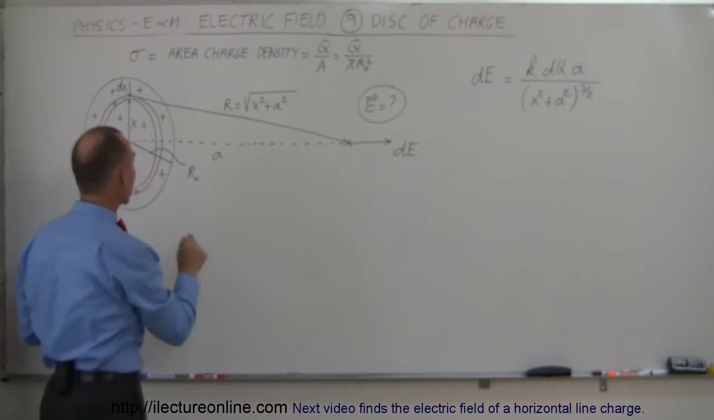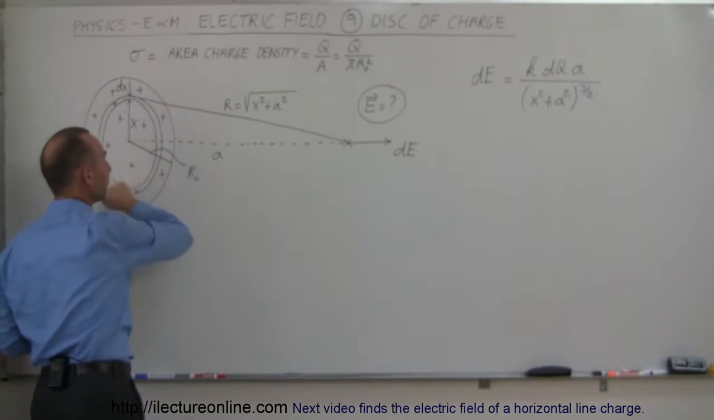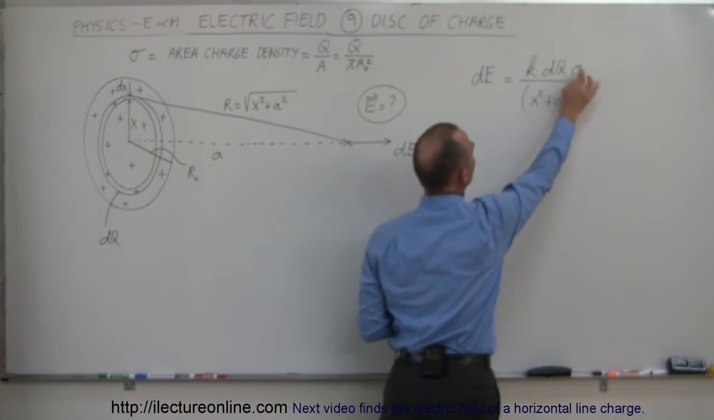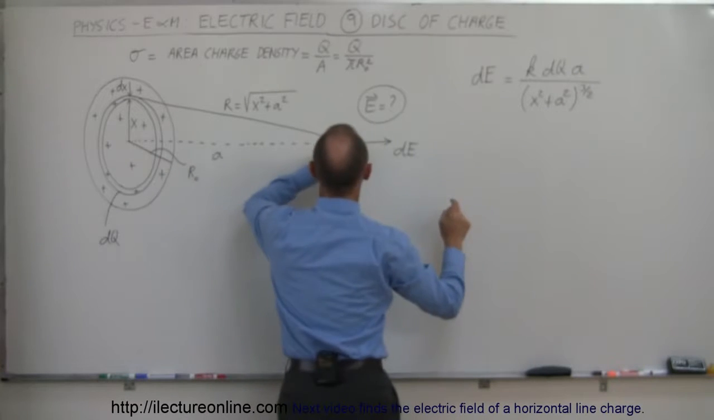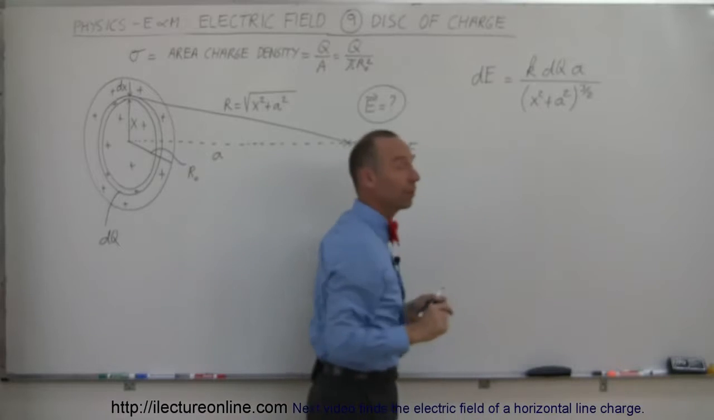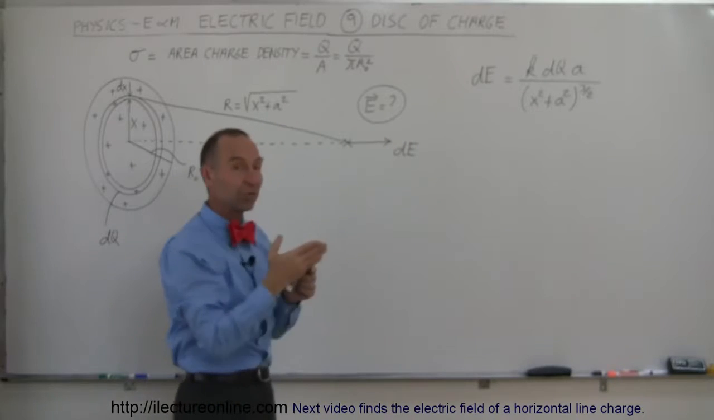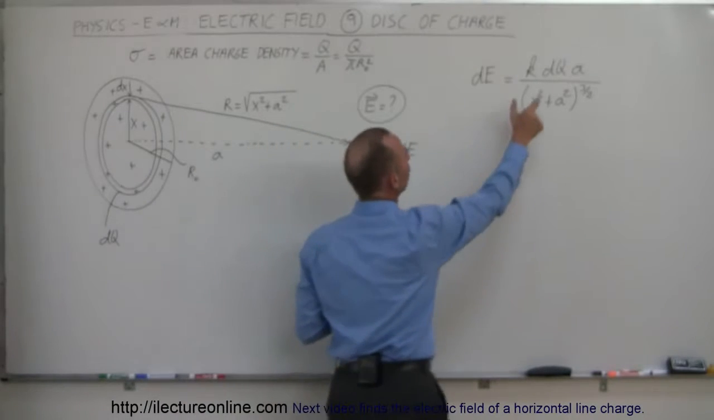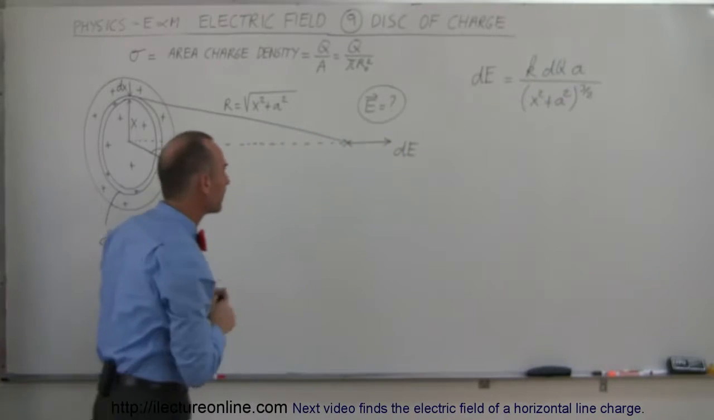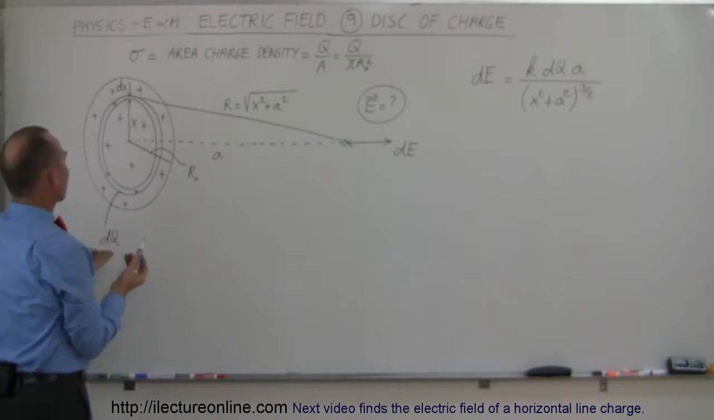But the equation for the electric field caused by the little ringlet from last video was equal to K times the charge dQ times the distance to the location from the disk divided by x squared plus a squared to the 3/2 power. The only difference between this and the answer of the previous video is that we now just only have a small amount of dq instead of the total charge on the ring. Now the dq here, how do we find that?